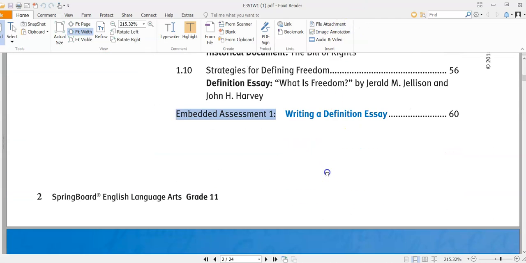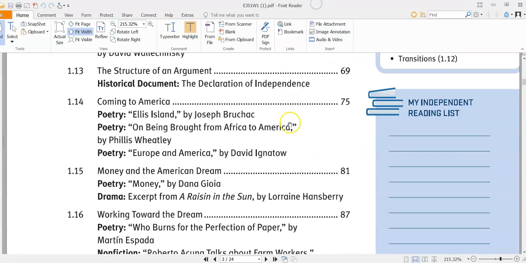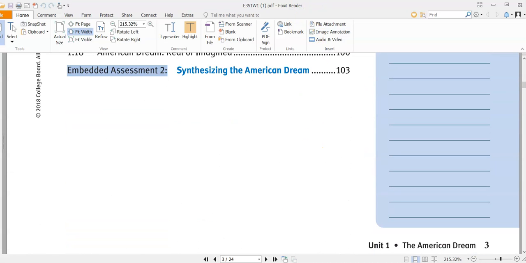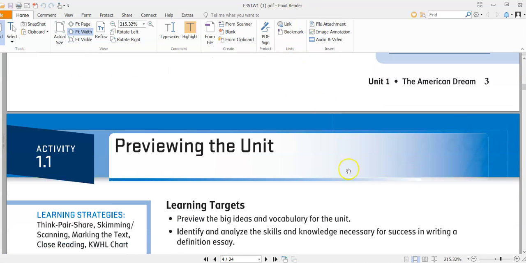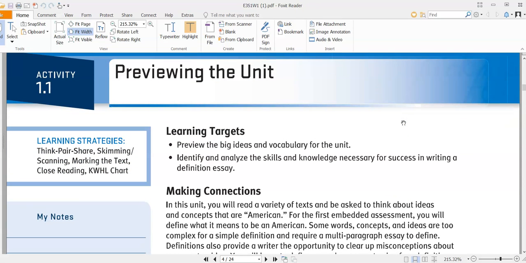So, moving on to activity 1.1, scrolling past the table of contents. Activity 1.1 is called Previewing the Unit. Our learning targets are to preview the big ideas and vocabulary for the unit and to identify and analyze the skills and knowledge necessary for success in writing a definition essay. For our learning strategies, we're not going to do think, pair, share because of the nature of online videos and online classes, but we are going to do skimming and scanning, marking the text, close reading, and KWHL charts.